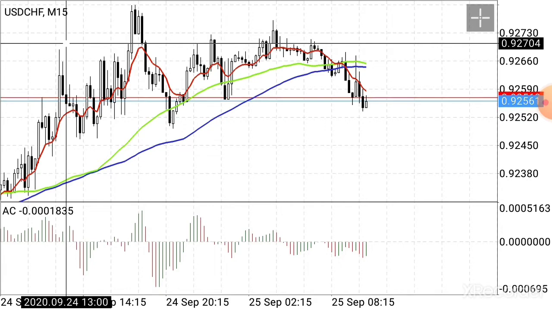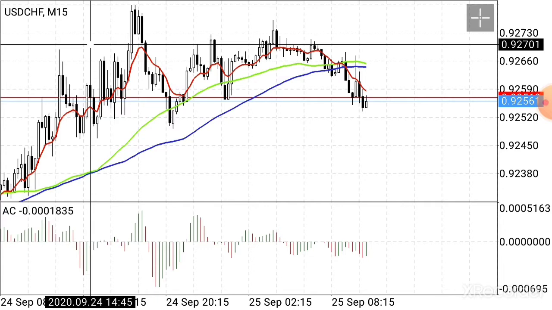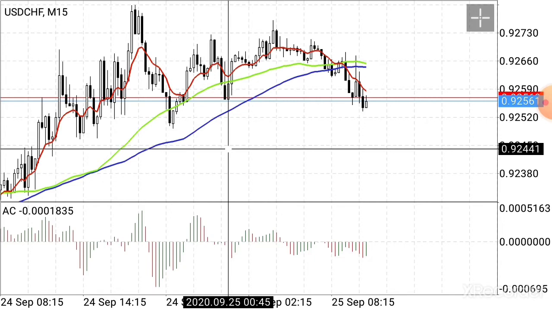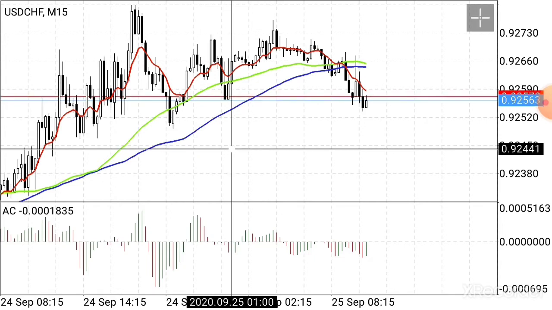Okay, so I'll talk you through it briefly here and give you a look at one or two previous examples, and hopefully this setup that I'm looking at now pans out as expected. So you can see on the charts, I'm looking at the US dollar Swiss franc 15-minute chart at the moment, which is what I use.